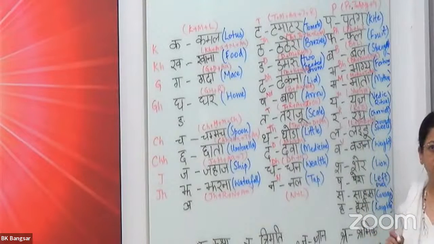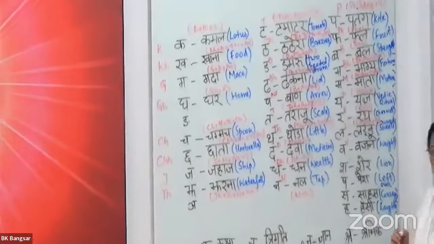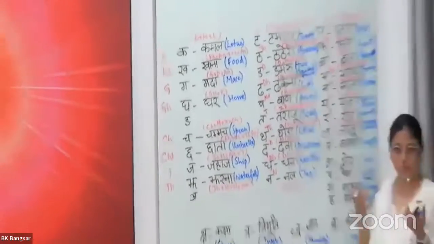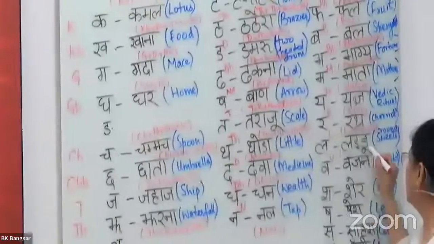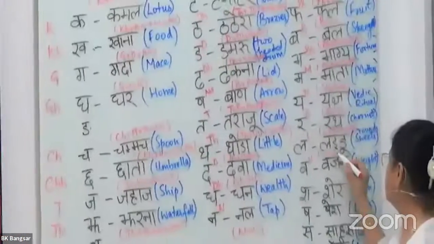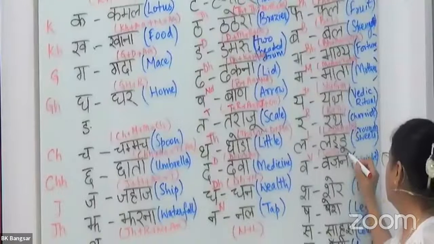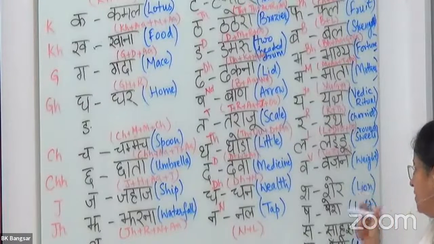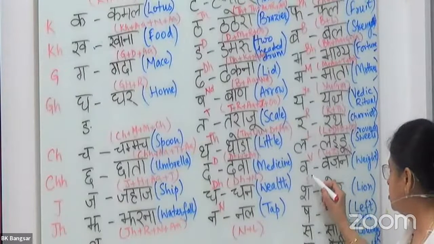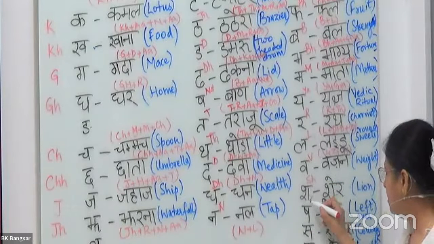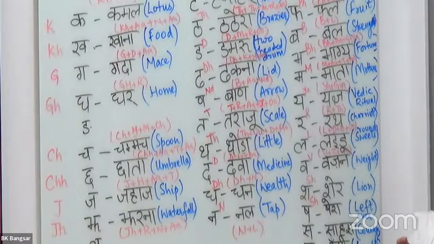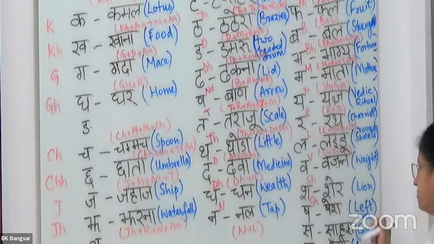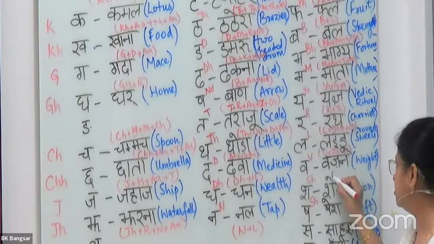This is V. Vazan is weight. V, Z, N. Then is Sh. These both are Sh. Both are pronounced as Sh. This is Sher.